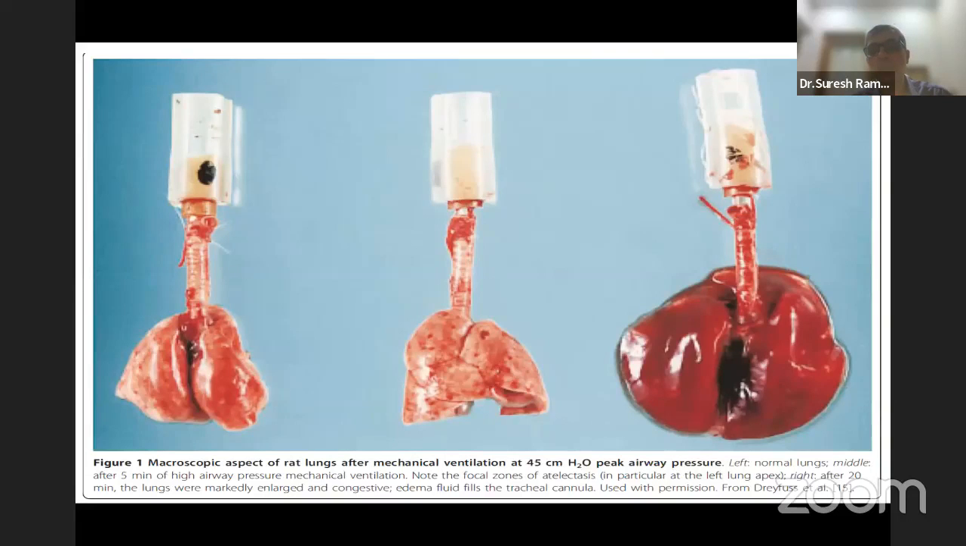Then these were the experiments in the 1980s that were being done by Dreyfus et al. Late 80s animal experiments with rats, which said that if you were to ventilate somebody with just 5 minutes of high airway pressure, you will realize that the whole lung is flooded, and by 20 minutes, you have basically got ARDS again. You just have congestive and edema fluids filling the tracheal cannula. And this is what we have seen in many of our patients when they die. This is what is happening to them. And this is because of high pressures.